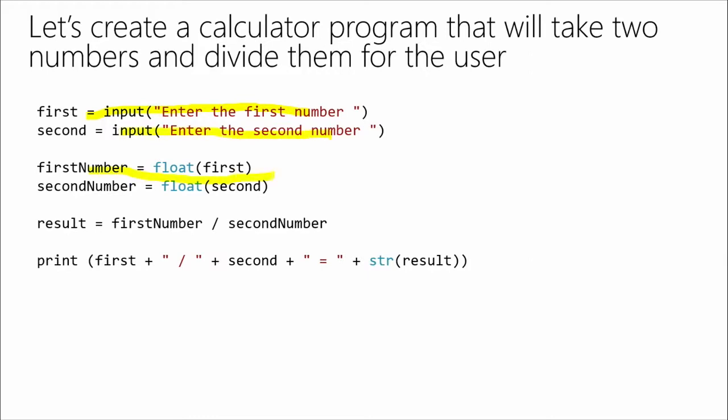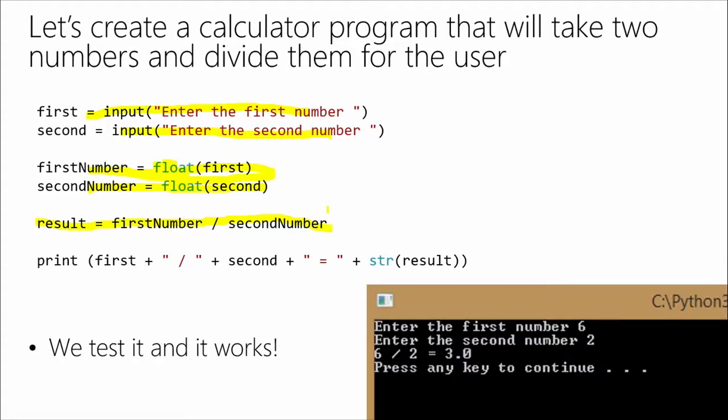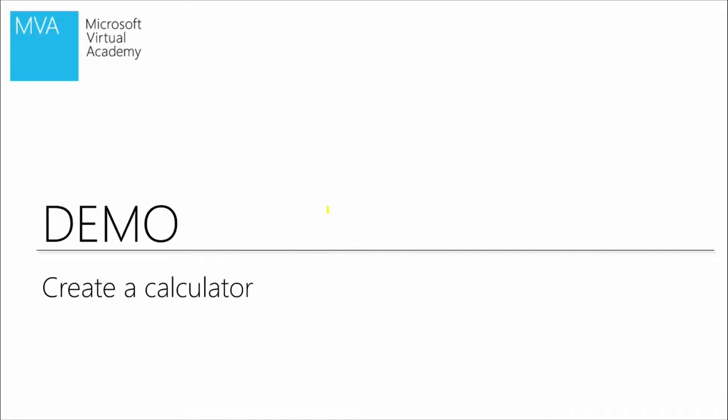I convert those to numeric values because input returns what data type, Christopher? Wait, I know this. String. String, correct. So I have to convert them to numeric data types so that I can do math with them. Then I calculate a result, which is the first number divided by the second number. If I execute this code, it's going to work. Unless, right, I test it, it works, 6 divided by 2, 3.0, everything's looking great. Until, you know, we start messing with it.